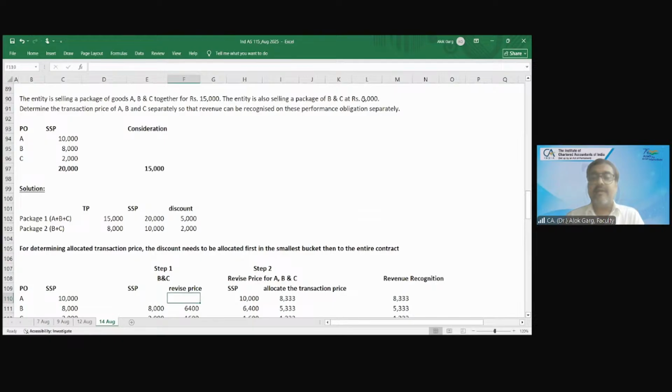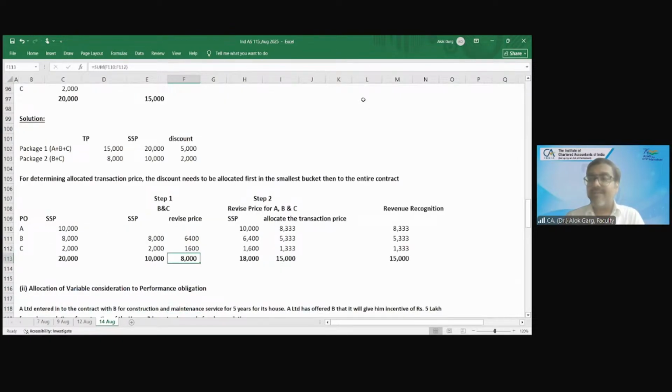So what I did, I have computed the revised price, that is, what should be my revised standalone selling price. My revised standalone selling price comes out at 6,400 and 1,600. So I have allocated the price of the package B and C in the ratio of the standalone selling price of B and C. So I got the revised price, right? So for my larger bucket A, B, and C, my revised standalone selling price of B is 6,400, C is 1,600, and of course A is 10,000, right?